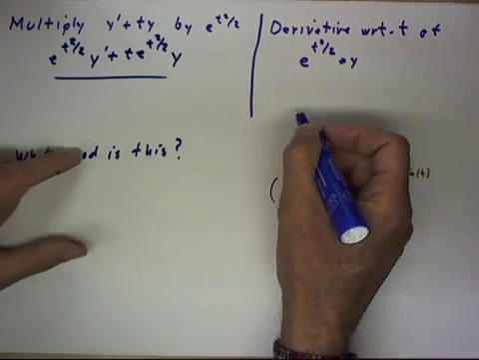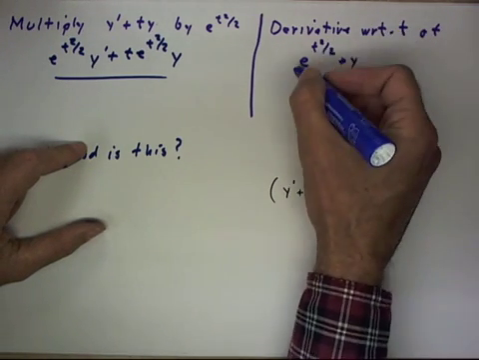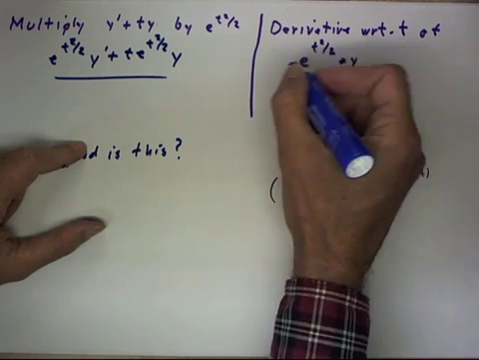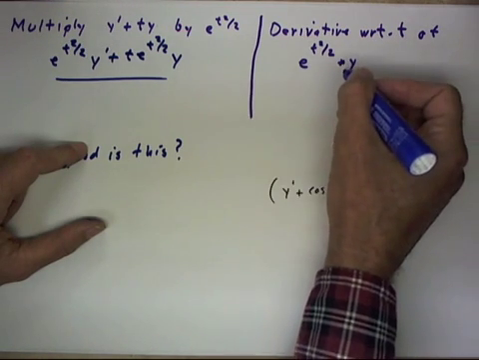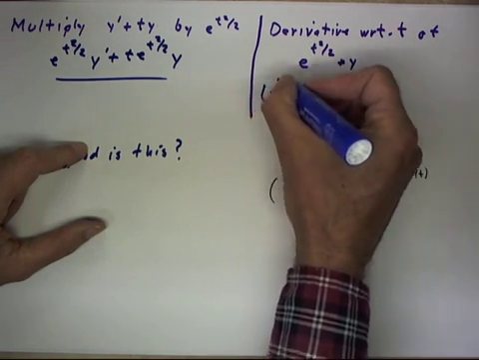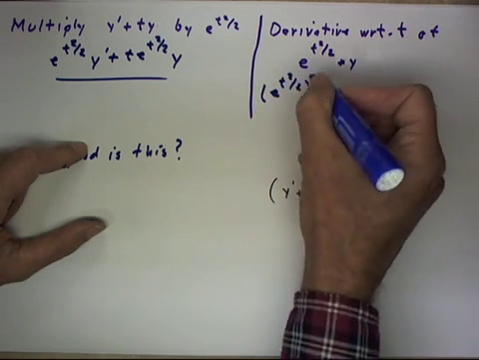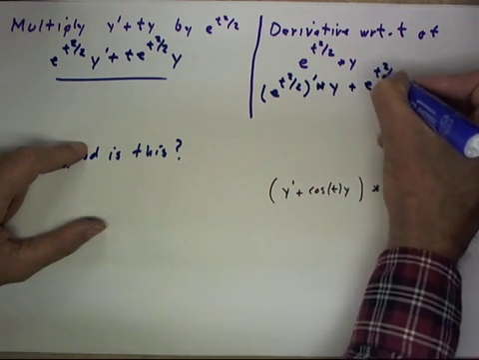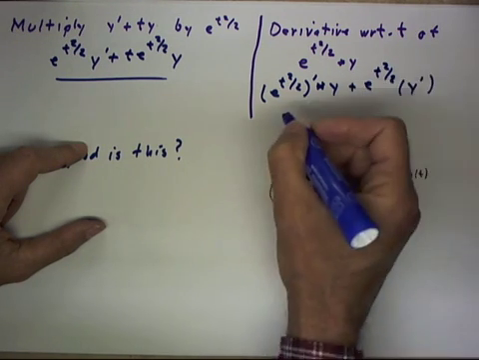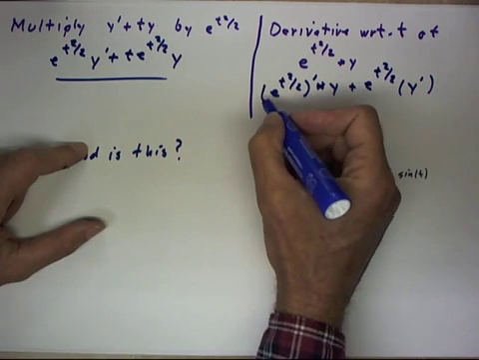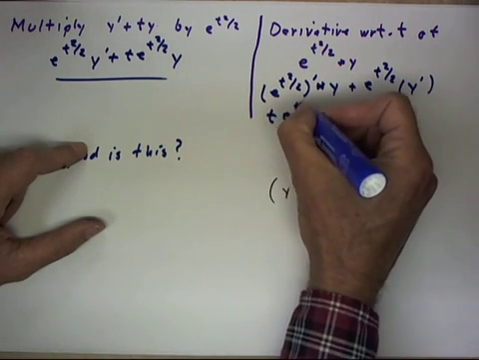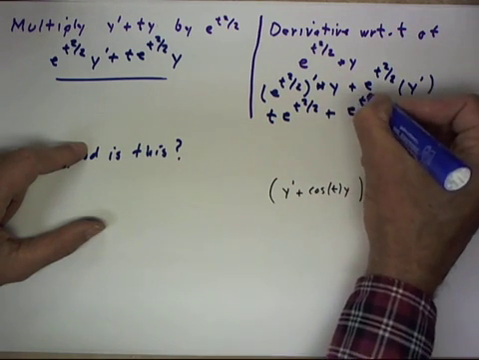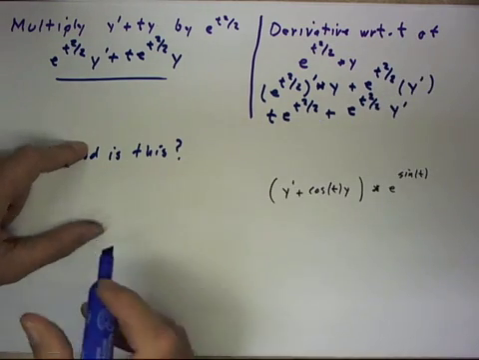Now, let's take the derivative with respect to t of e to the t squared over 2 times y. Now this derivative, we have a product of two functions, so our derivative is going to be the derivative of e to the t squared over 2 times y plus e to the t squared over 2 times y prime. Now what's the derivative of e to the t squared over 2? Well, that's t e to the t squared over 2. And this term is just, as it reads, e to the t squared over 2 times y prime.